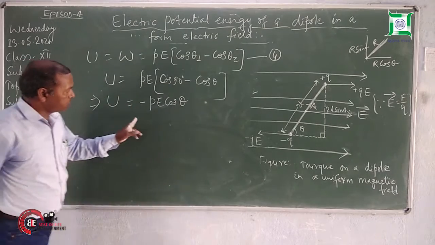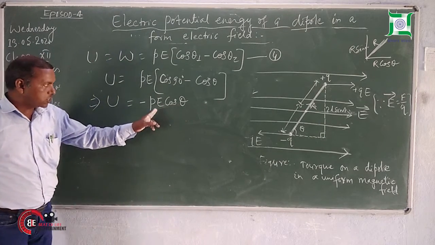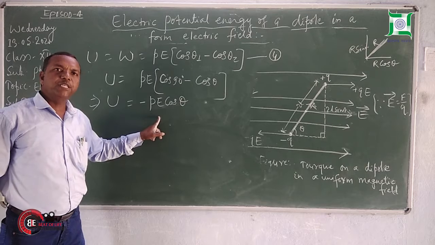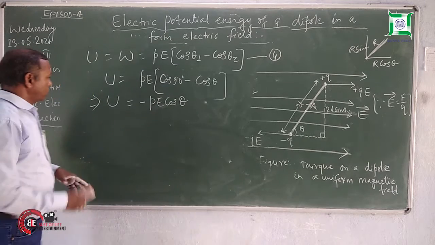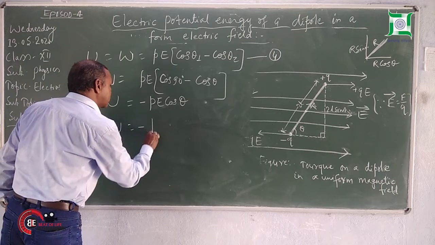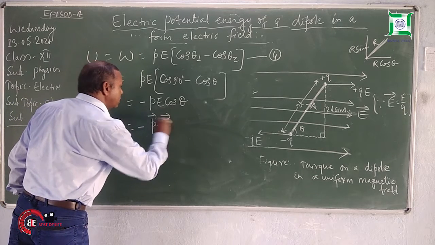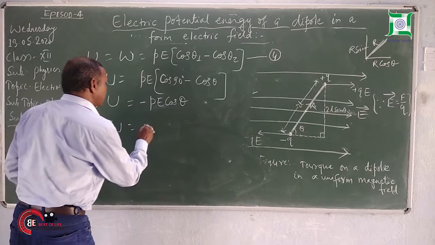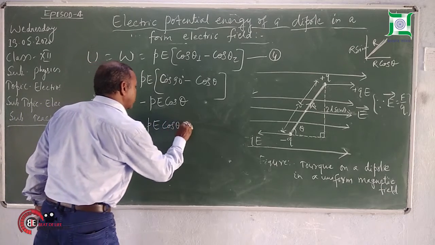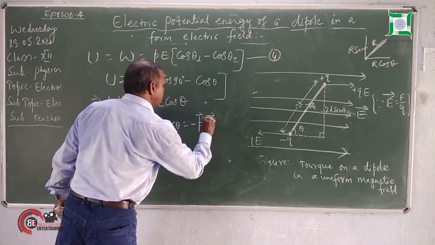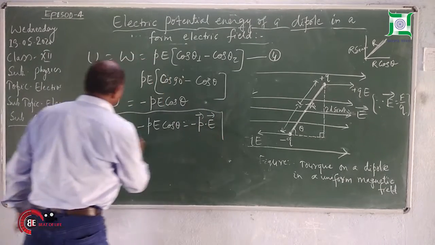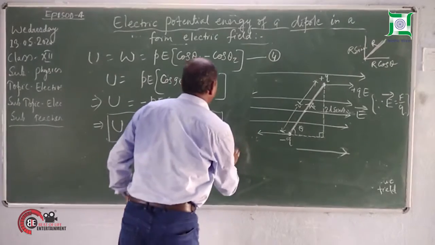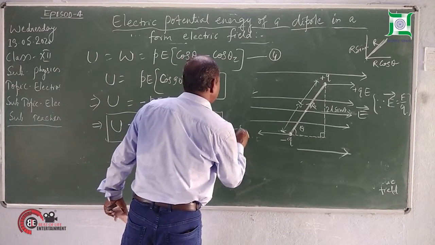Now if we express this as P E cos theta, this expression of electric potential energy can be expressed as the dot product of the dipole moment P and the electric field E. So this can be written as U is equal to minus P dot E. We write in one line, U is equal to minus P E cos theta is equal to minus P dot E. So this is the final expression of electric potential energy of a dipole placed in a uniform electric field. We consider this equation 5.